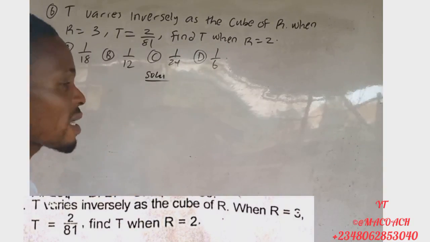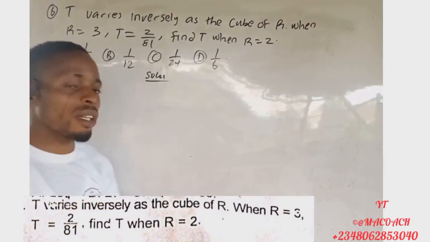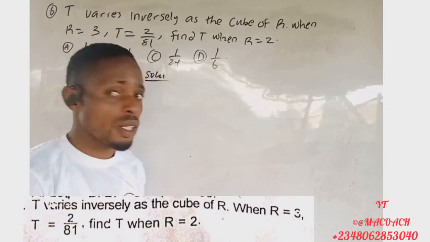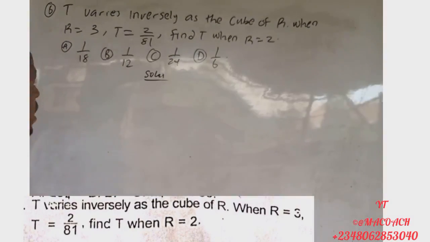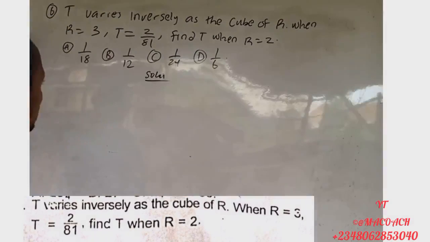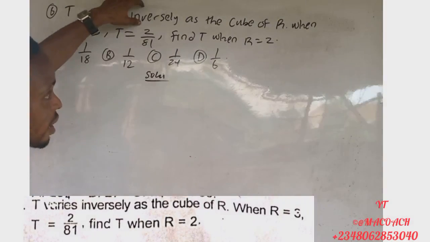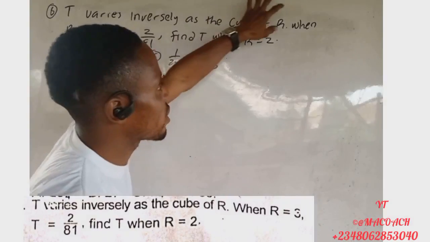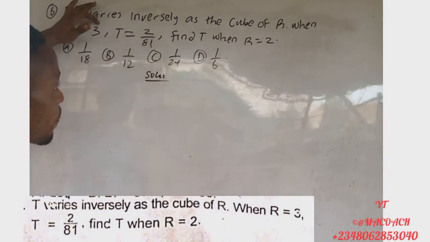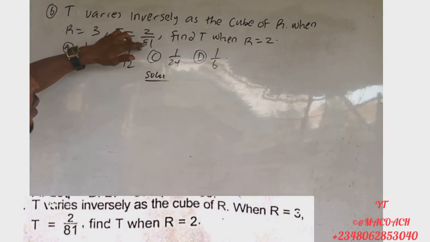Okay? So in this place now, the first thing after reading the question is to know what a variation question is. How we solve this variation question is very simple. Okay, let's go through how you can solve it. Let's read the question again and interpret it. The question said that t varies inversely as the cube of r. When r is equal to 3, t is equal to 2 over 81.